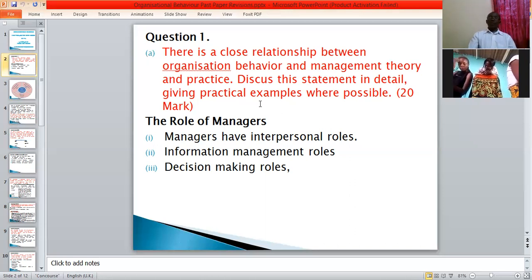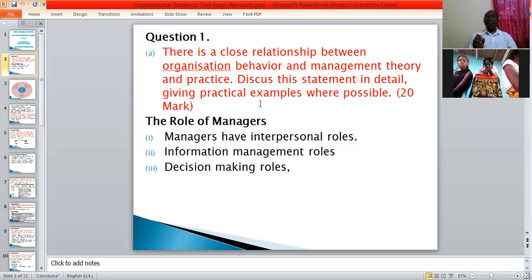So, if you look at management theory and practice, what are you studying? And what are you studying in organizational behavior? So you discover that there are two disciplines that are very critical in both courses. So in management theory and practice, sociology and psychology are two important disciplines. And in organizational behavior, these are also critical.